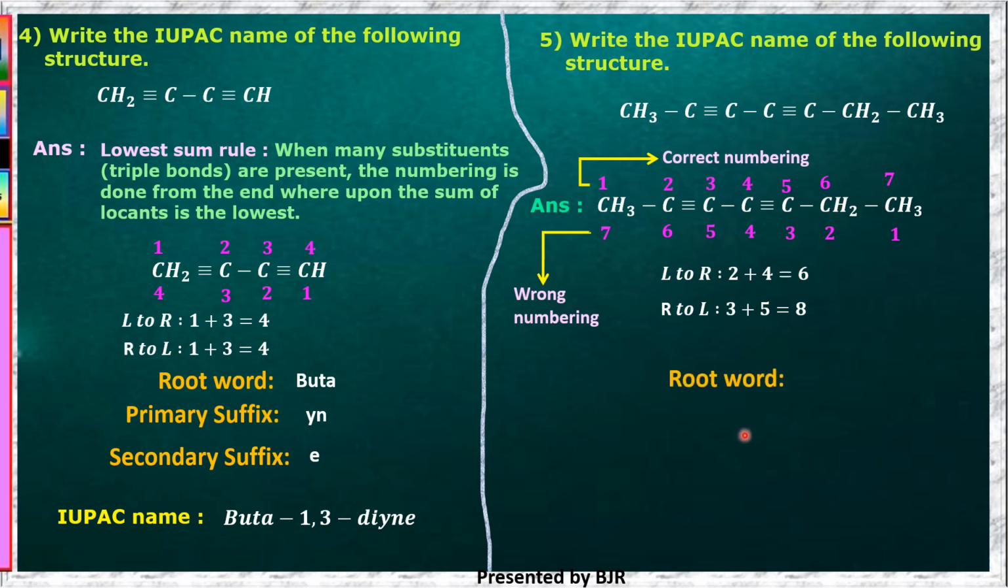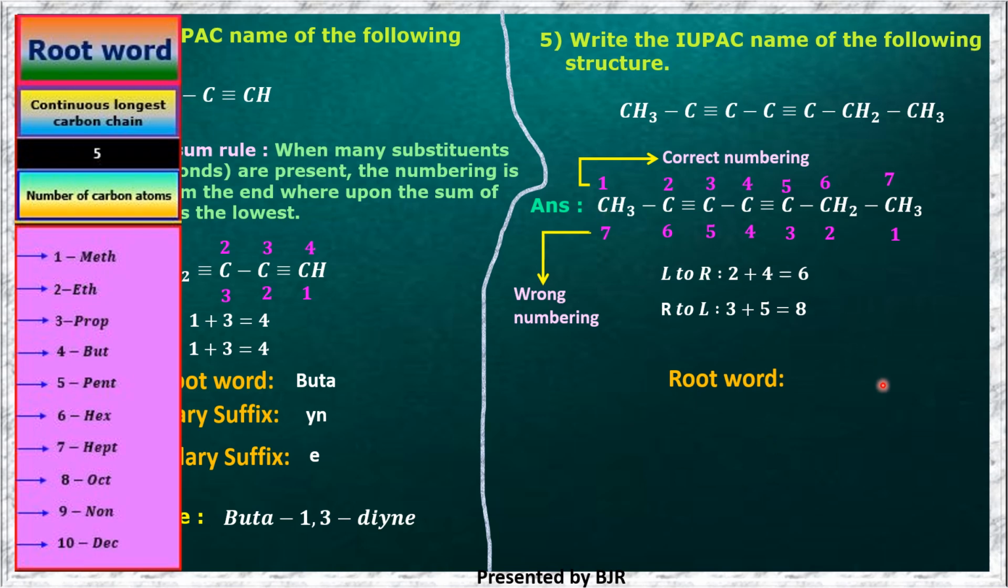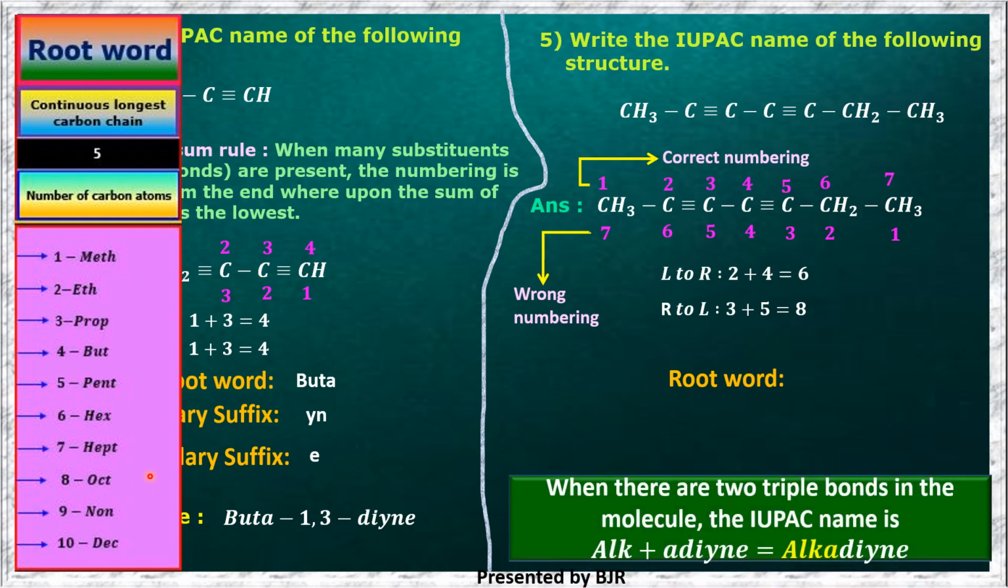Then root word, how many carbon atoms are there in this? 1, 2, 3, 4, 5, 6, 7 carbon atoms are there. It is hept. When there are two triple bonds in the molecule, the IUPAC name, just now we have seen, is alk plus adine.